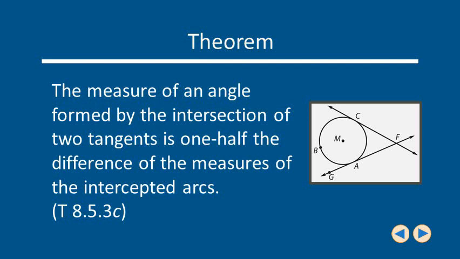The measure of an angle formed by the intersection of two tangents is 1/2 the difference of the measures of the intercepted arcs. So again, what they're saying is arc CA subtracted from arc ABC, the major arc, you divide that by 2, that's going to give you the value of angle CFA.